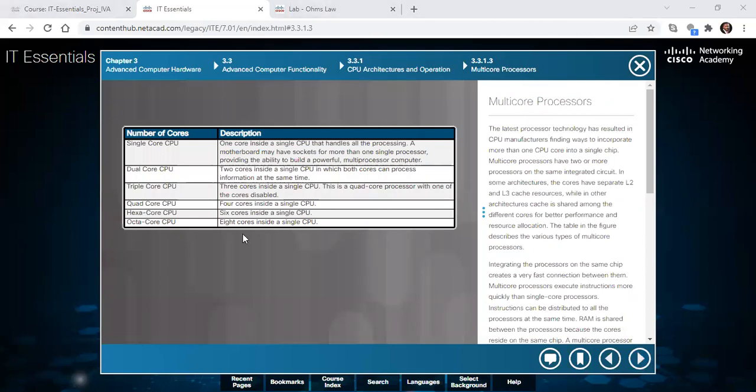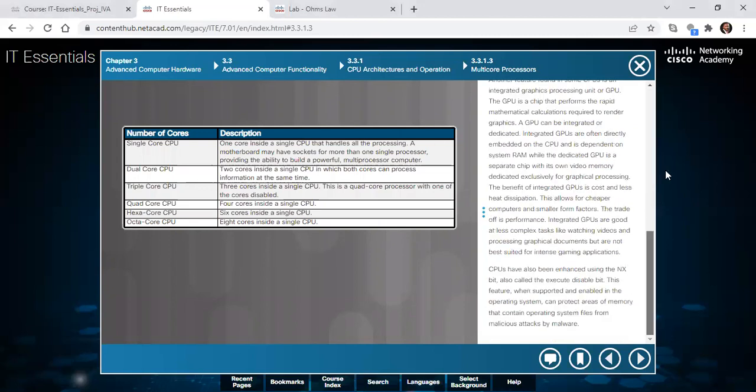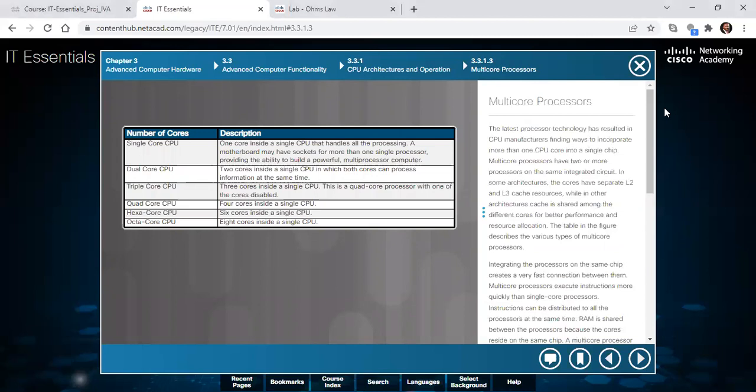So we want to talk about the multi-core processors. So now look at the diagram. Can you see the diagram clearly? Can you see the diagram clearly? All right. So we want to talk about the multi-core processors.